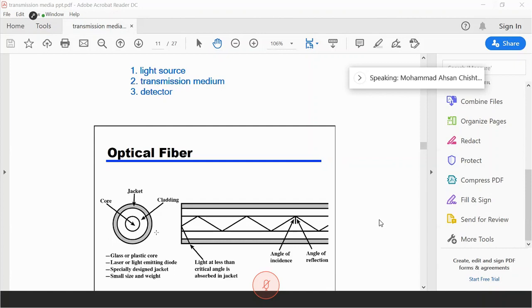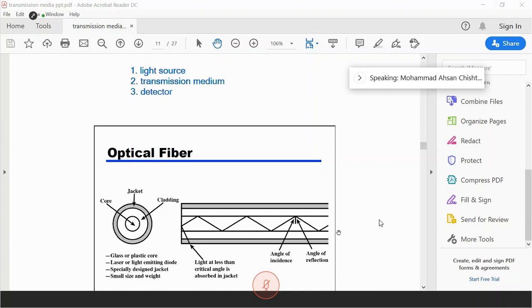reflection within it. This is how light at less than the critical angle is absorbed in the jacket, which is shown in the picture, and the light transmits in this way. This is known as total internal reflection. So the light ray here, which is incident at or above the critical angle, is trapped inside the fiber, and thus it can propagate for many, many kilometers with virtually no loss.